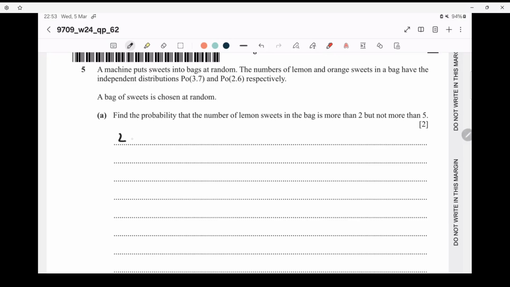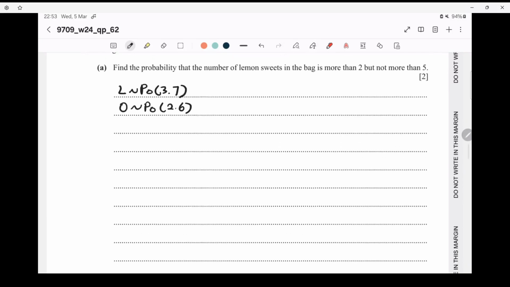In this case, lemon is given by this. Let's say orange is given by this. So you want to find this, not more than 5, so you need to include 5. So you have L equals 3, L equals 4, and L equals 5. Use the formula and calculate everything, it should be 545.